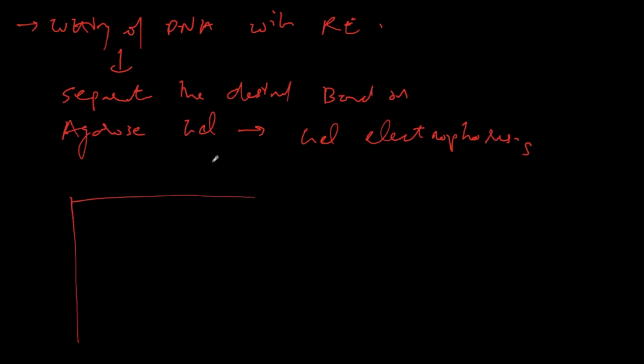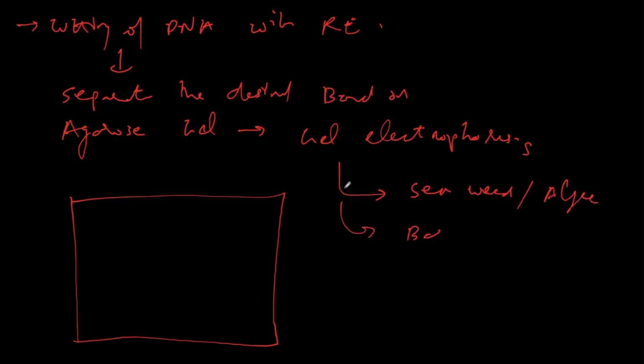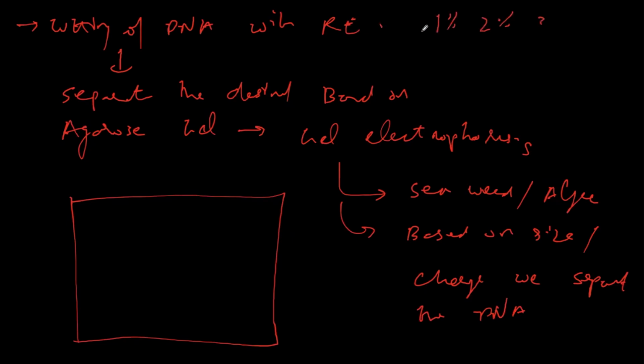So what happens here is that we have agarose obtained from seaweed, this algae, and based on size and charge, we separate the DNA. This is an agarose gel, and I hope you remember the concept of the percentage. The higher the percentage of the agarose gel, for example, 1% is 1 gram in 100 ml, 2% is 2 grams in 100 ml, 3 gram and 100 ml, 4 gram. So the higher the percentage, the smaller the pore size of the gel, and the better the separation.